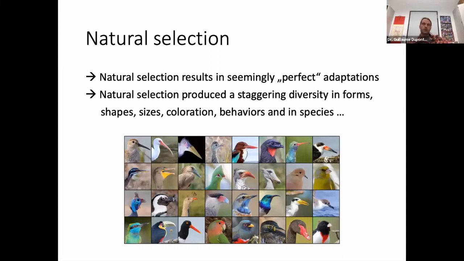The power of his concept is that it can explain seemingly all perfect adaptations we encounter in the natural world. You see all these different birds here. Natural selection is a very strong argument to explain the diversity of bird species, of shapes, sizes, coloration, behaviors, and everything we know, which we dub biodiversity.